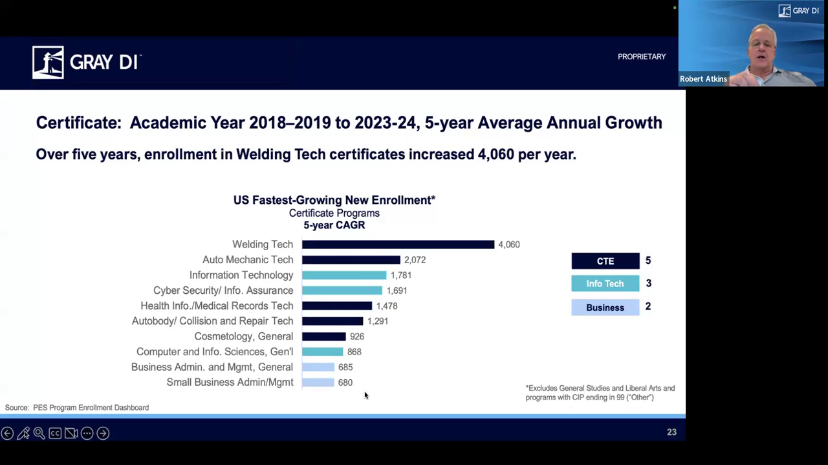Then we have some infotech things. And I don't mean what is strictly called infotech as a program, but anything associated with information technology. And one of those programs is infotech itself, but cybersecurity is also up over 1,500 students, and computer and information science is close to 900 incremental students enrolled. And then we have business, a bit of a laggard in this metric, up around 700 for both business administration and management and small business administration itself. So the leaders in new enrollment are not the same as our Google leaders. That may shift over time as those students enroll in school. But for now, this is led by CTE, information technology, and business.